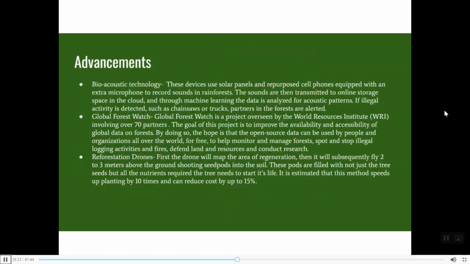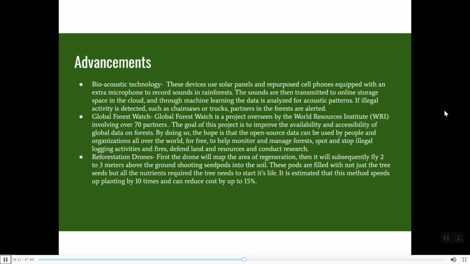Advancements in technology in the field of treating deforestation. Bioacoustic technology. These devices use solar panels and repurposed cell phones equipped with an extra microphone to record sounds in rainforests. The sounds are then transmitted to online storage in the cloud, and through machine learning, the data is analyzed for acoustic patterns. If illegal activity is detected, such as chainsaws or trucks, partners in the forest, like local authorities, are alerted.